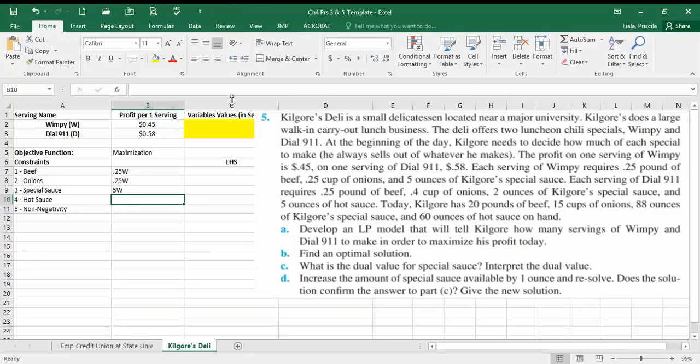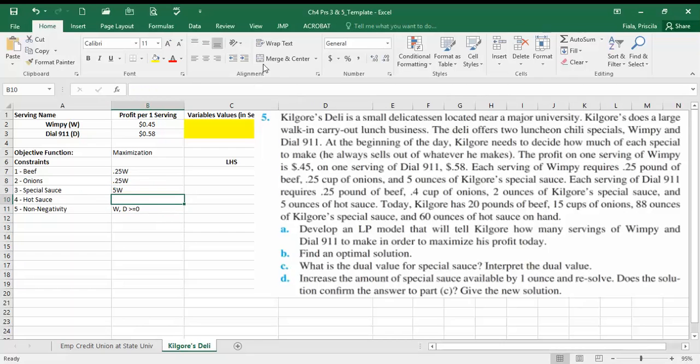Be very careful. One thing I noticed when you're dealing with 0.25 and 5: these are two different values, okay? It's a quarter and this is a whole number. So it will definitely change everything if you put a 0.5 here by accident. We don't have anything for the hot sauce for Wimpy. And as far as non-negativity, you're just going to have to put that Wimpy and Dio 911 are greater than or equal to 0, a non-negative number.